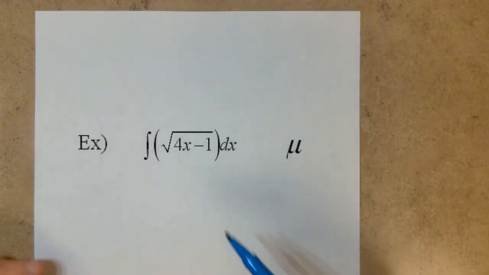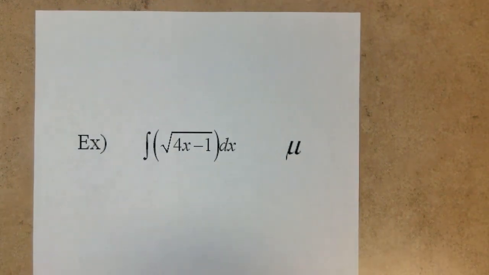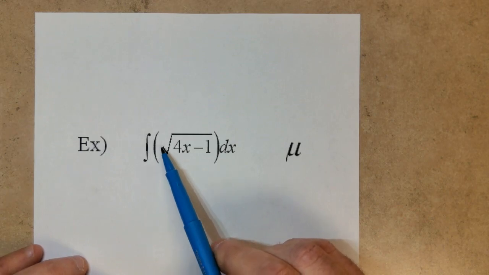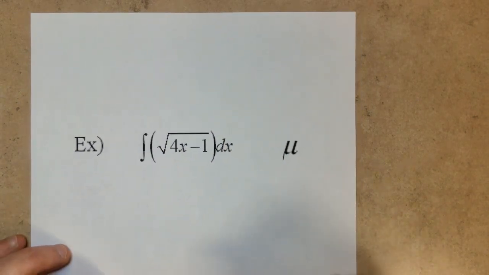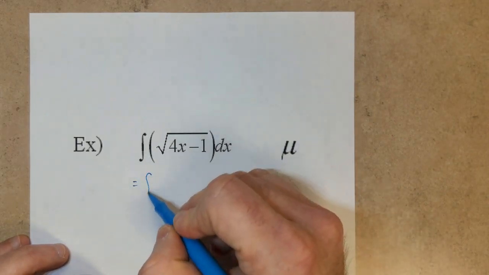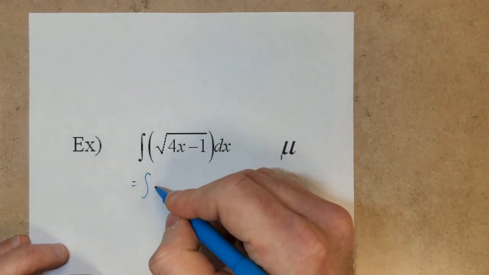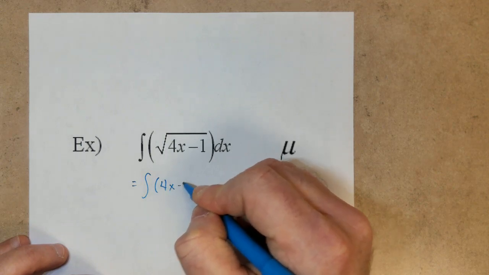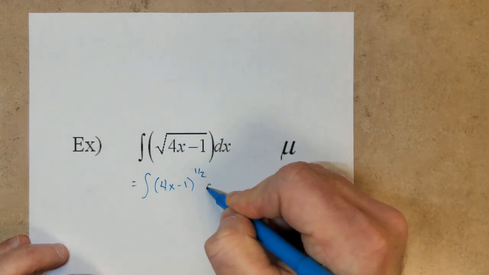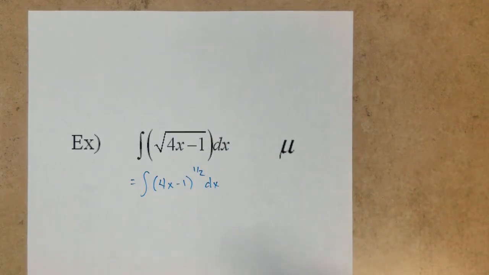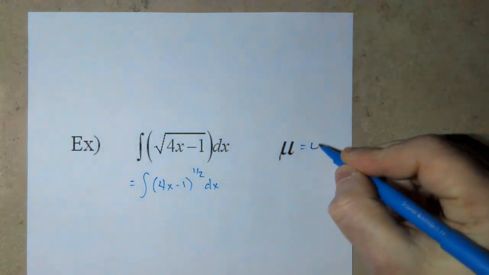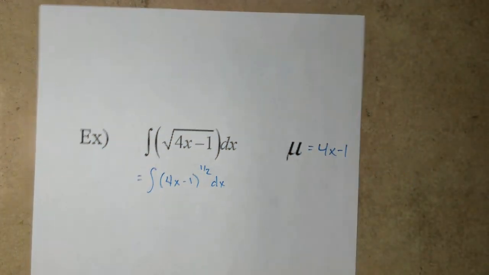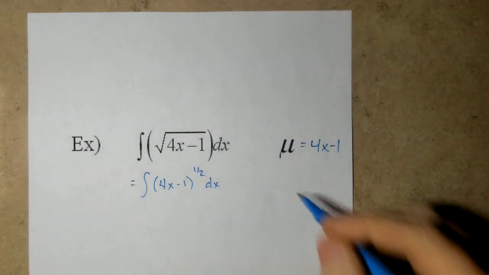Again, when we look back at derivatives, part of the process was anytime we had a radical, let's go ahead and rewrite it. So that's what I'm going to do first. I'm going to rewrite this so I have a fractional exponent. So this is going to be 4x minus 1 raised to the 1/2 dx. This helps us to identify what the innermost function is. And in this case, we're going to let u equal the 4x minus 1.